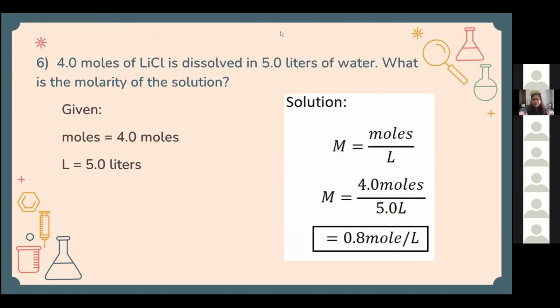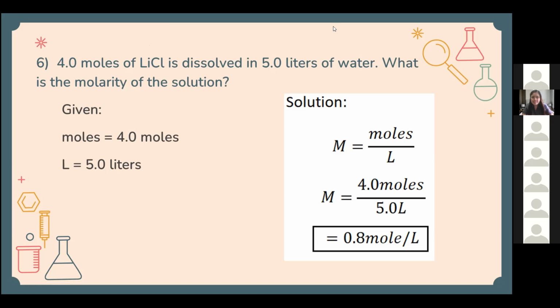Number 6. 4.0 moles of lithium chloride is dissolved in 5.0 liters of water. What is the molarity of the solution? We have our given: the number of moles, which is 4.0 moles, and the liters of solution, which is 5.0 liters. We use the molarity equation, which is equal to the number of moles divided by the liters of solution. So 4.0 moles divided by 5.0 liters is equal to 0.8 mole per liter. Therefore, the molarity of the solution is 0.8 mole per liter.